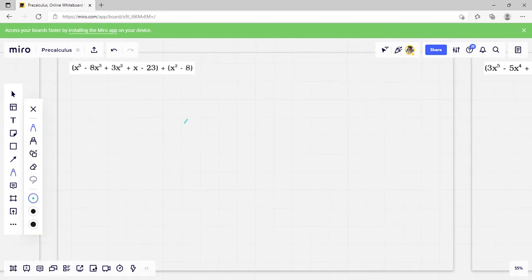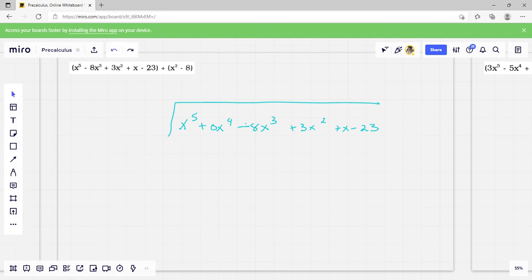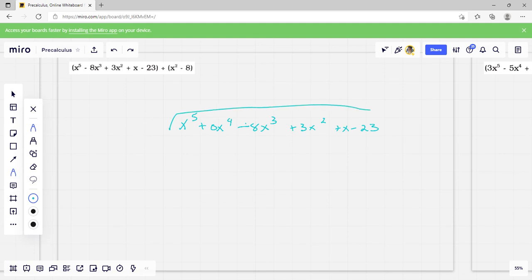Alright, so we've got x to the 5th minus, nope, there is no 4th, so I'm going to have to put plus 0x to the 4th, minus 8x to the 3rd plus 3x squared plus x minus 23. And this one's a little different because our divisor has x squared instead of just x. So x squared minus 8.